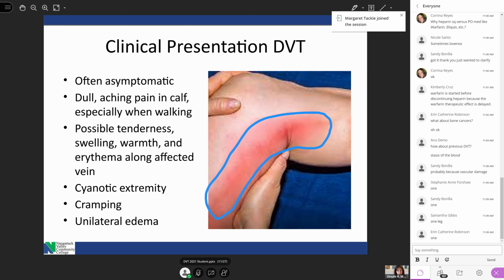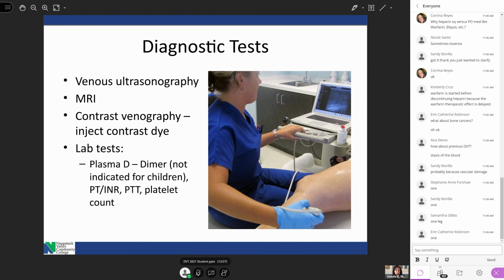Cyanotic extremity. The extremity may not be getting well perfused. Cramping. Could feel like something's wrong with the leg. You can get cramping and you can get unilateral edema, only one leg, not both legs. If you have it in both legs, there's a chance it's something else, or you have two DVTs, one in each leg. How do we diagnose it?